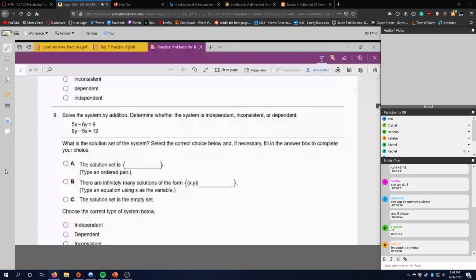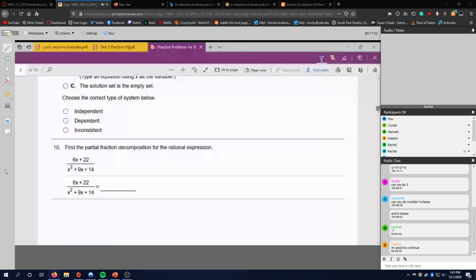10, that's another partial fraction. The only difference in number 10 is you have to factor that denominator. So that's going to be x plus 7 and x plus 2, because you got to multiply to get 14 and add to get 9. So 7 and 2 are the only things that's going to do that. So then you would figure out your A and your B.